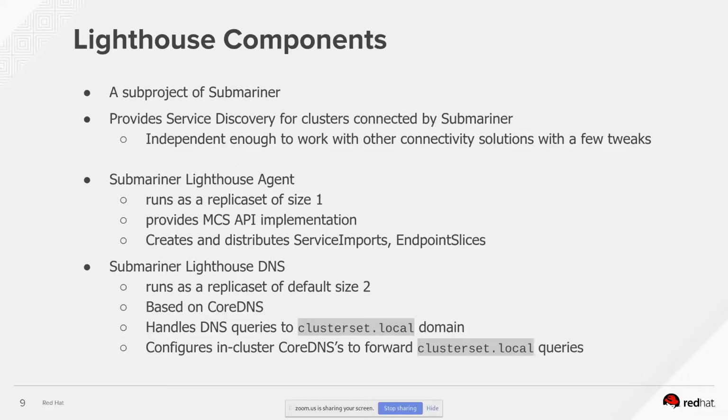And then we also have another component, Lighthouse DNS, which is a CoreDNS based implementation, default size of 2. You can change it. This is the one that handles all the in-cluster queries for the domain clusterset.local. So the way it is done is you already have a CoreDNS running in your cluster. We use the forward plugin to forward any queries for the clusterset.local domain to the Lighthouse DNS over here.